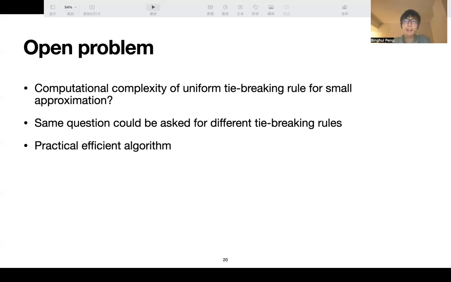Finally, our algorithms have a very large dependence on 1 over epsilon. So it would be nice to give an efficient algorithm that works in practice.